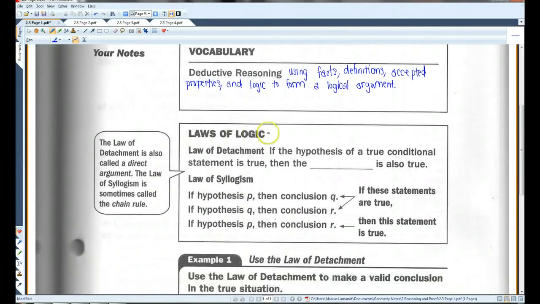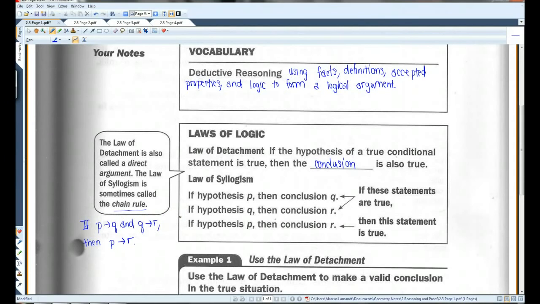For example, the law of detachment: if the hypothesis of a true conditional statement is true, then the conclusion is also true. The law of syllogism: if hypothesis P, then conclusion Q. If hypothesis Q, then conclusion R. Then if hypothesis P, then conclusion R. You could also write this like this: if P implies Q and Q implies R, then P implies R. This is also called the chain rule.